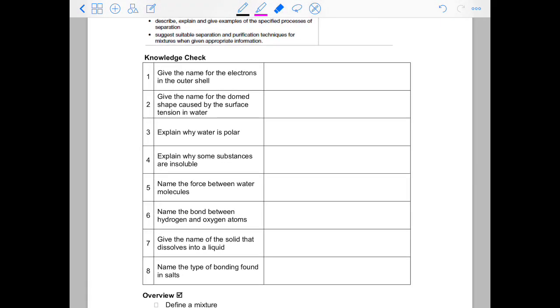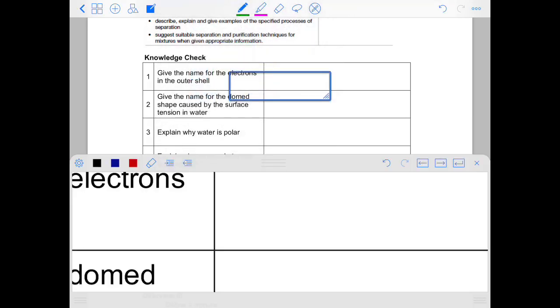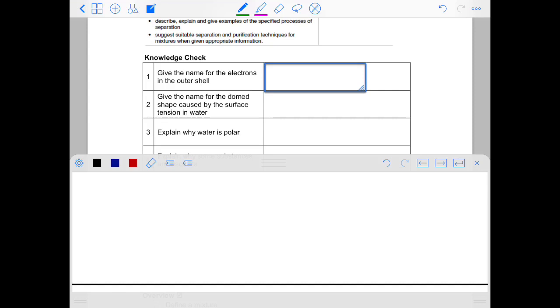As is always the case, I want you to go through this knowledge check and I want you to write down an answer for each one of the questions. Even if you're not sure, just give it a guess. I'll go over the answers in a minute. So hopefully now you've written down an answer for each of these questions and we'll go through the answers now.